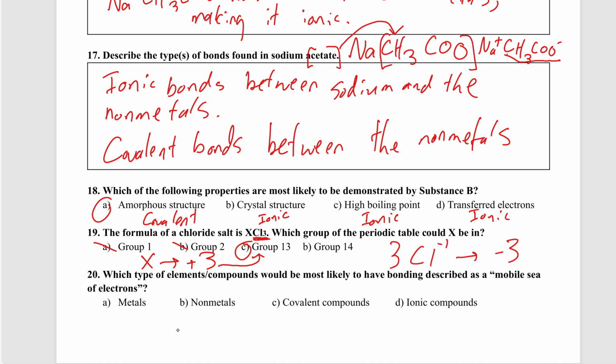And finally, which type of elements or compounds would be most likely to have bonding described as a mobile sea of electrons? This is metallic bonding. You can also see it called delocalized, right? Meaning that it is mobile, right? They're not local, they can move around.